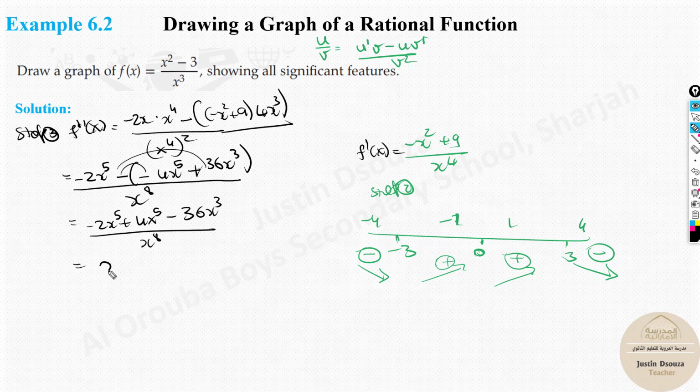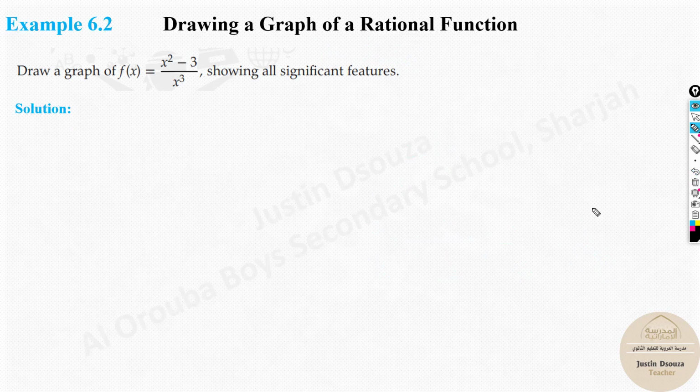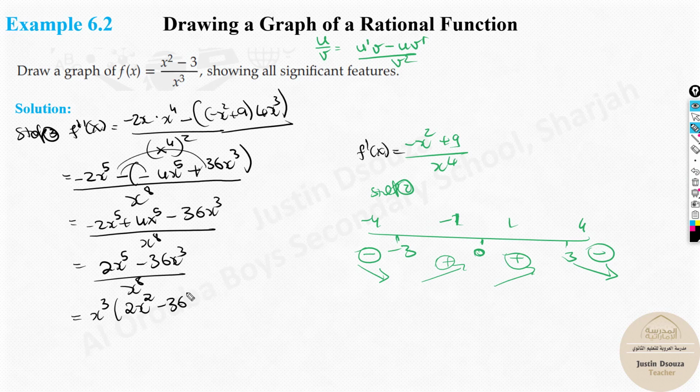Now when you solve it over here, it will be 2x to the power 5, that is minus 2 plus 4 is plus 2, minus 36x cubed divided by x to the power 8. Now take x cubed outside as common. X cubed is removed out. So what is remaining? You're remaining with 2x squared, because 5 minus 3 will be 2, and minus 36 only, because x cubed is gone now. Then divided by x to the power 8.